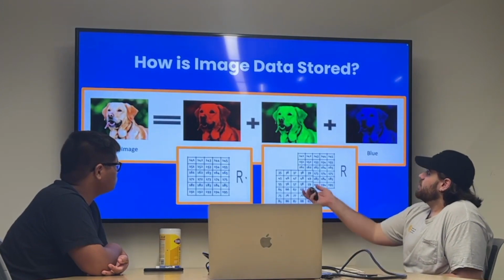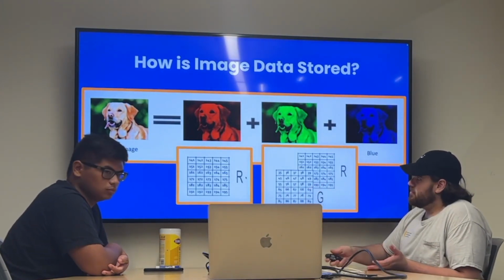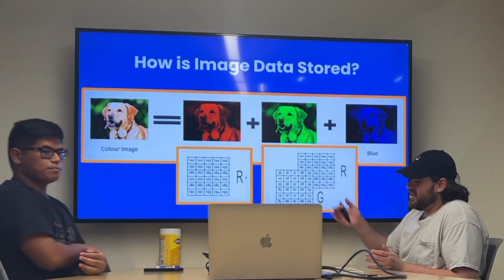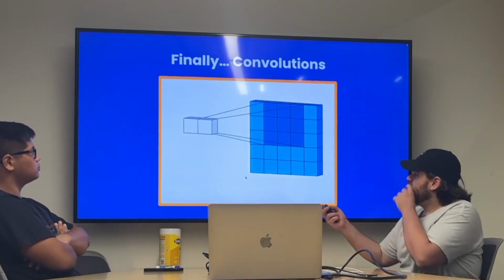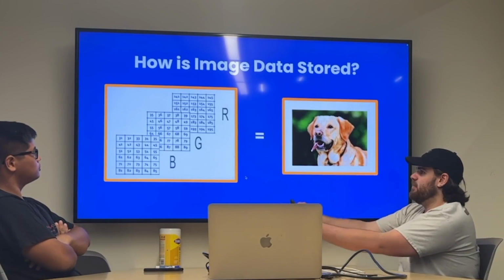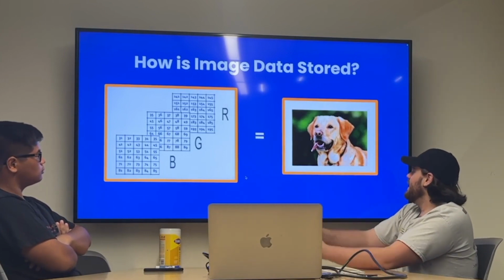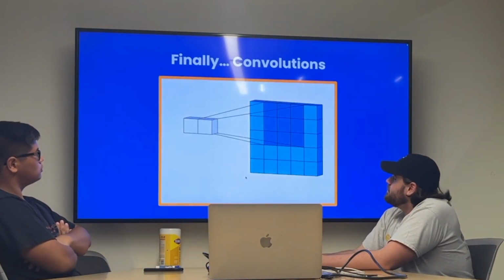Image data is stored like this, where it's just a list of pixels, RGB, each having their own set of pixels. And we have this dog. So this is a picture of a dog. You slice those all together, and you get something like this.